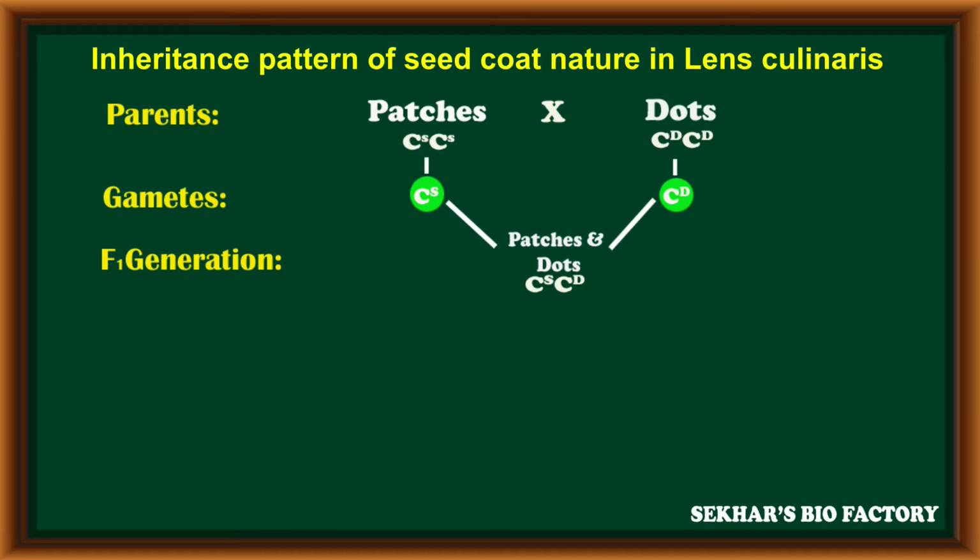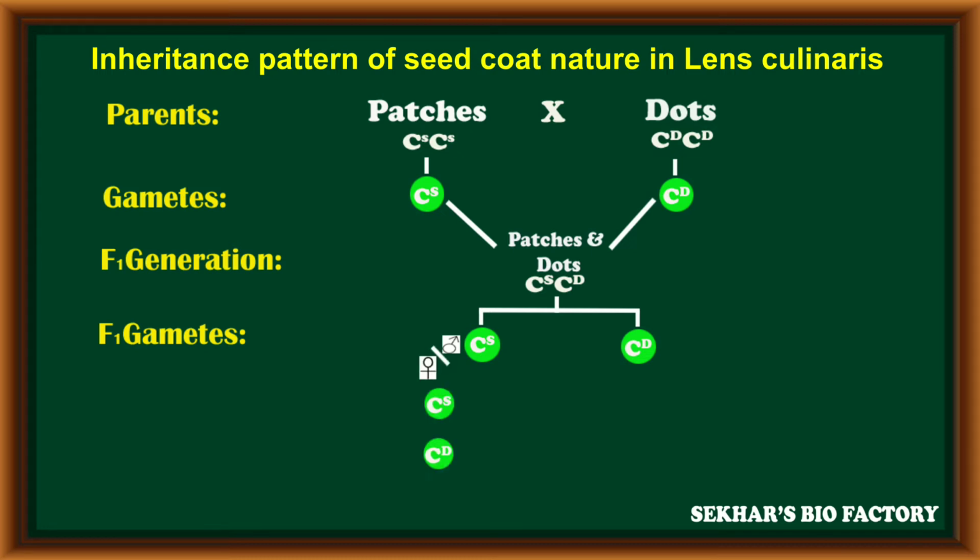In this F1 generation, the F1 hybrid contains both patches and dots on the seed coat because of the heterozygous condition, denoted with capital CS, capital CD alleles. This F1 hybrid can produce two types of gametes. 50% of gametes are with the capital CS allele and 50% of gametes are with the capital CD allele, and by conducting a cross between two F1 hybrids, we get the F2 generation.